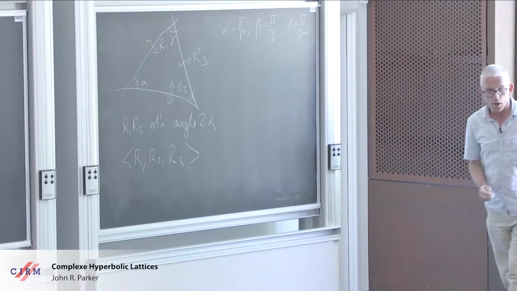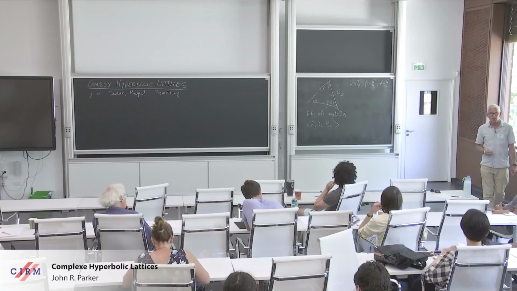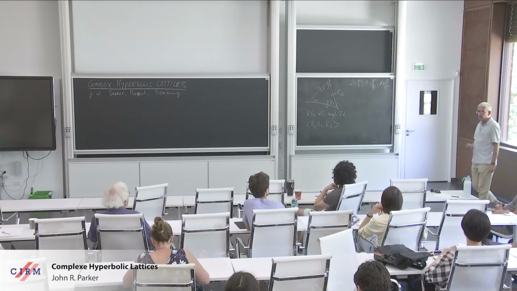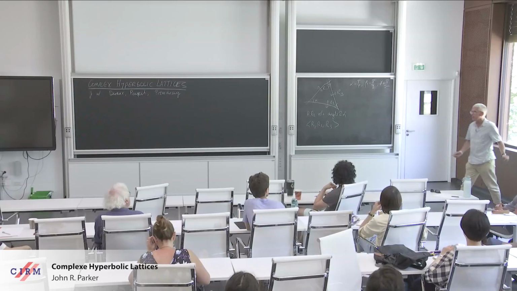And we also know that when 1 over p plus 1 over q plus 1 over r is bigger than 1, we get a spherical triangle; equals 1, we get a Euclidean triangle; and less than 1, we get a hyperbolic triangle. We all know these things. I'm saying these things because they're very basic, but we're going to have analogous things coming in later on.